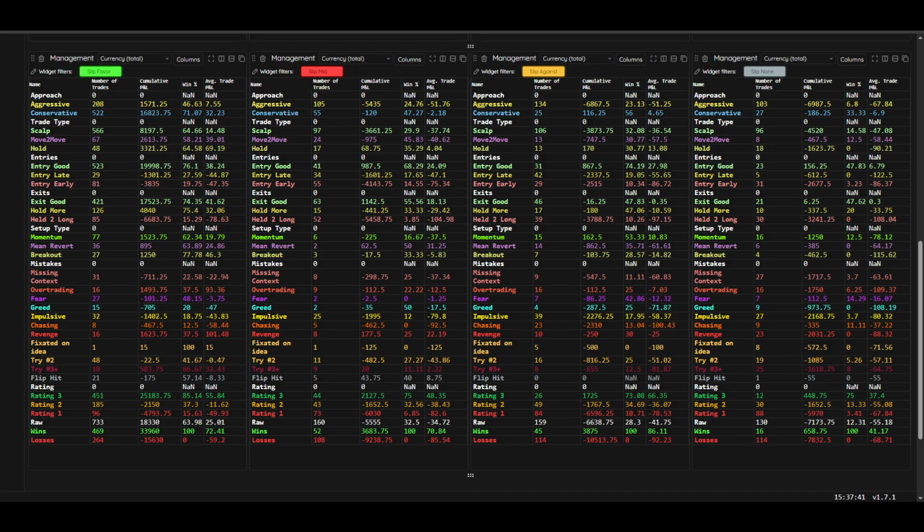Wait, are my exit tags all messed up? What the heck? Hold on. Oh, no. This shouldn't be this. Mine is... I gotta fix something. Something's wrong.